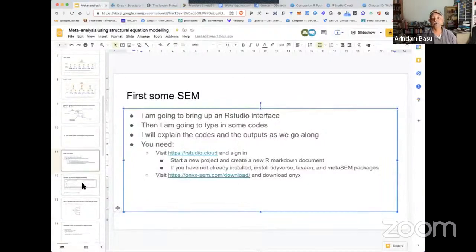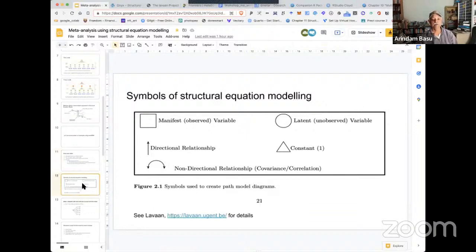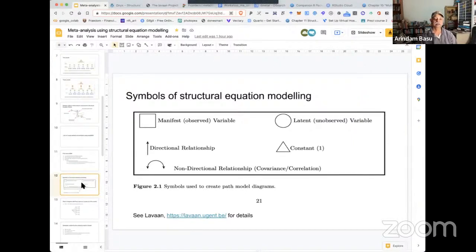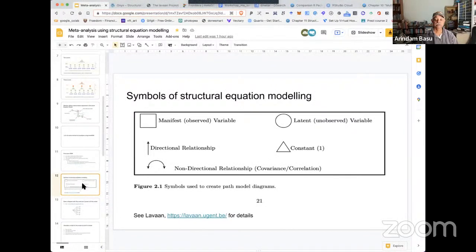Now, this is again for those of you who are new to structural equation modeling. You will see several of these symbols. The square symbol means manifest or observed variable. The circle means latent or unobserved variable, a variable that you have not seen, but you are going to measure from the measurement variables. The arrows mean a directional relationship. If there is an arrow that goes from a circle to a square, then that latent variable is explaining the manifest variable. If there is an arrow that goes from this constant to a square or a circle, then that is either a mean or an intercept, depending on what kind of variable we are working with.